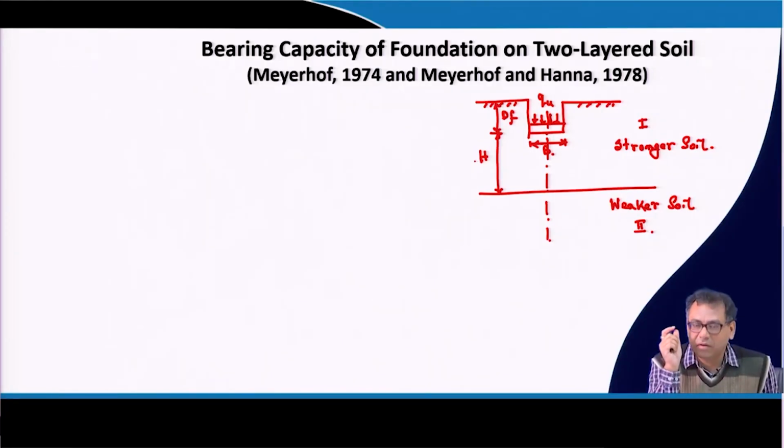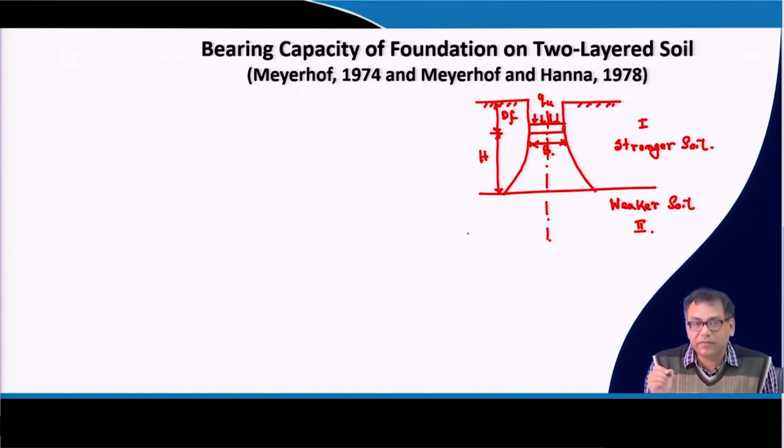But if the h value is not high, okay, and your influence zone is going to the weaker layer, then as the second layer is the weaker layer, what will happen? Your actual failure will occur in the second layer. Okay, so now the failure surface, if I draw the failure surface, this is the probable shape of the failure surface as proposed by, because these theories were originally proposed by Meyerhof 1972 and then further modified by Meyerhof and Hanna 1978. So, it is proposed that this is our possible failure surface.